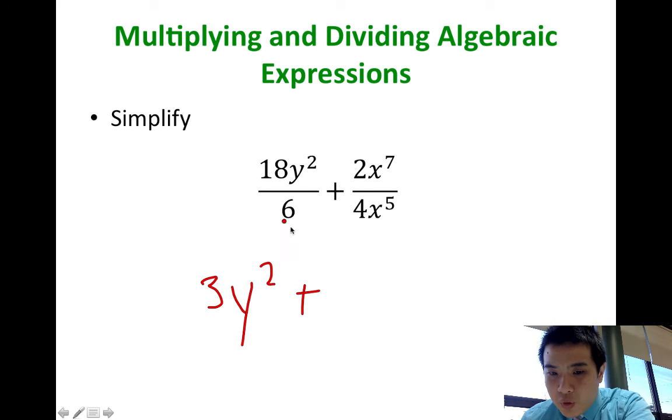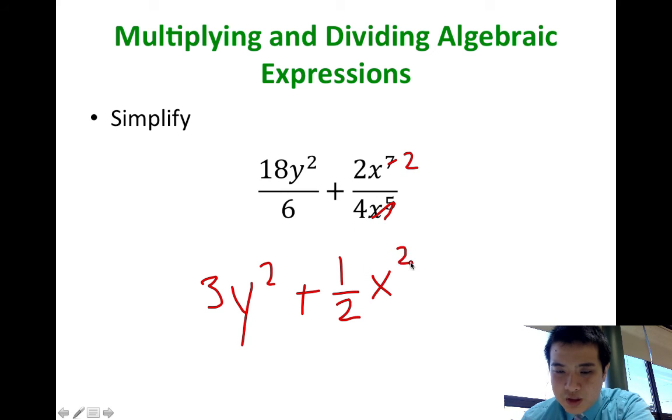This becomes 1/2. Over here we have x to the 7th over x to the 5th. That means we can get rid of 5 x's from both the top and the bottom. That leaves us with 2 x's at the top. Therefore we have x squared. Again, these two are not like terms, so we cannot combine them.